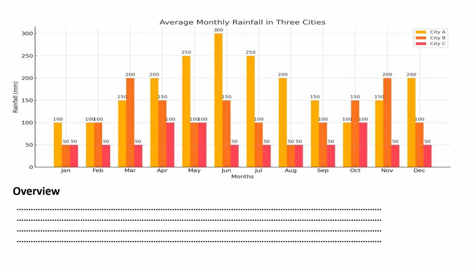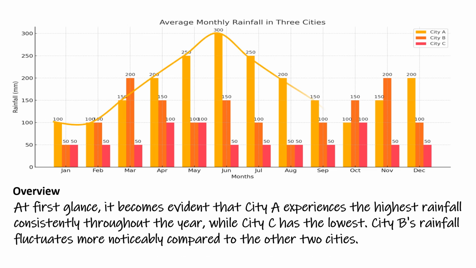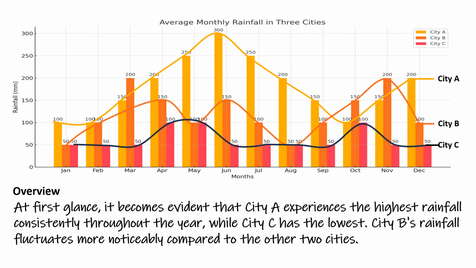Now let's take a look at our sample overview for this bar graph. At first glance, it becomes evident that City A experiences the highest rainfall consistently throughout the year, while City C has the lowest. City B's rainfall fluctuates more noticeably compared to the other two cities.